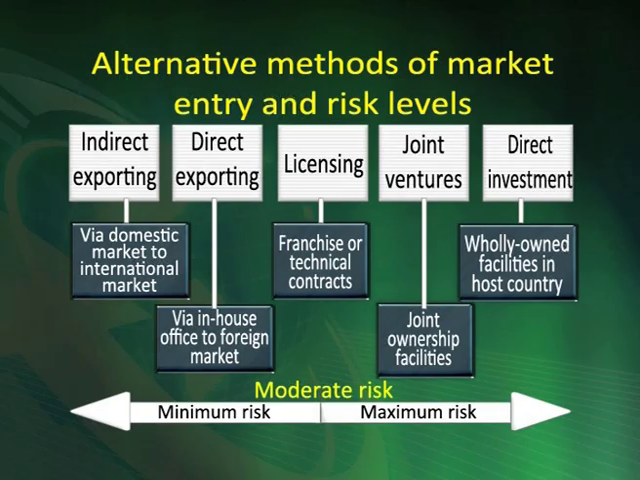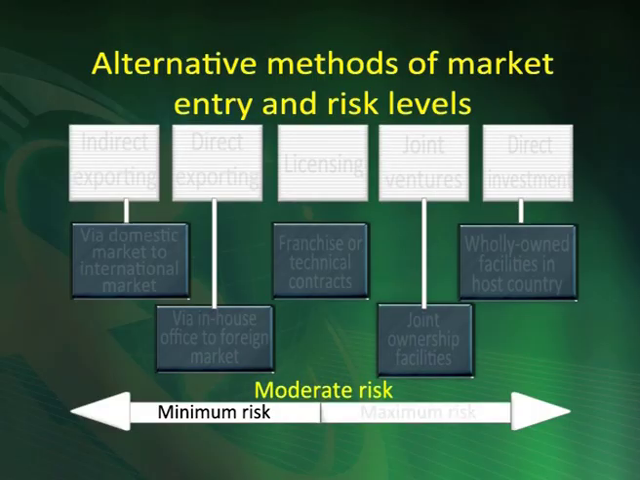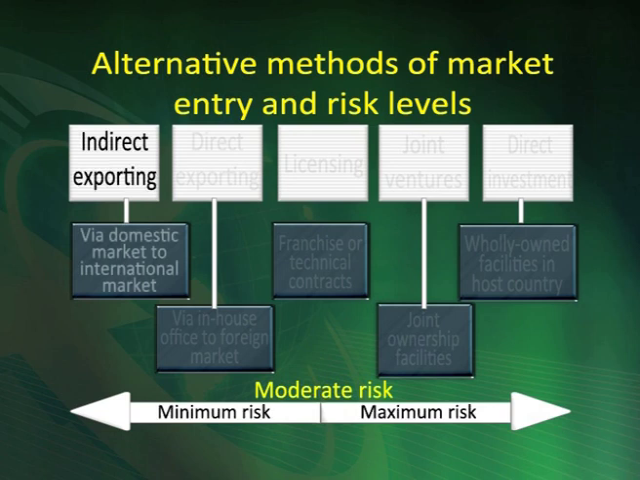Now, the alternative methods of entering a global market are many. We have shown in this diagram the basic aspects. It depends on how much risk you want to take in life. We move from moderate risk to high risk situations. When we want to take moderate risk, we have indirect exporting, which is through the domestic market to international markets.